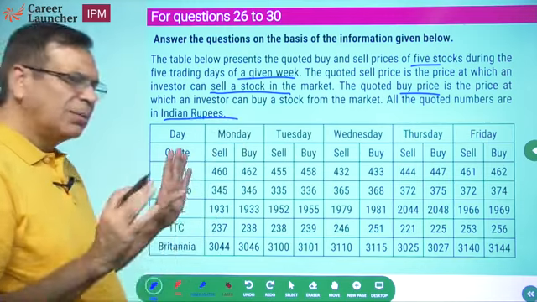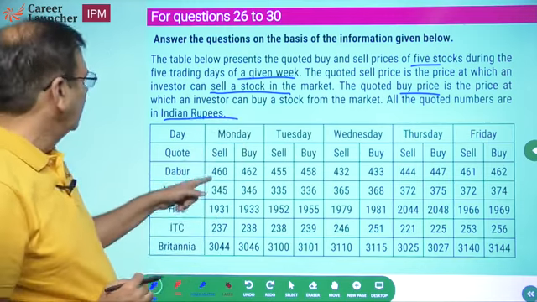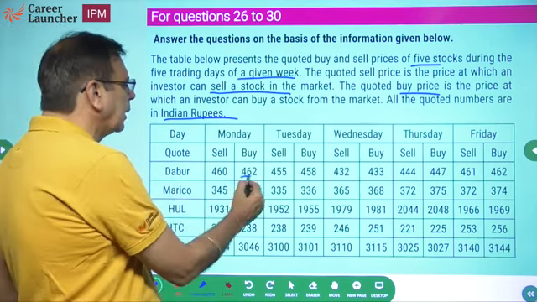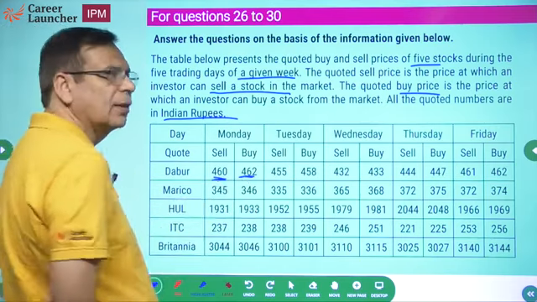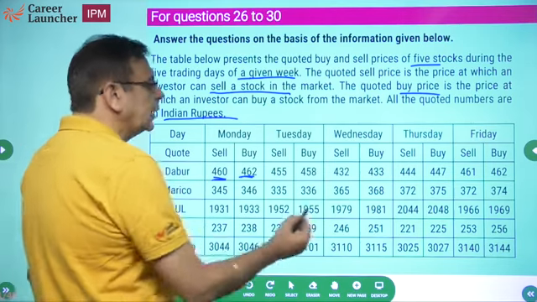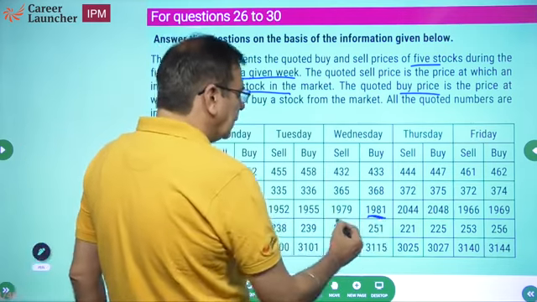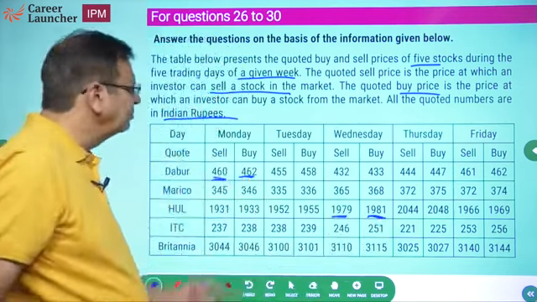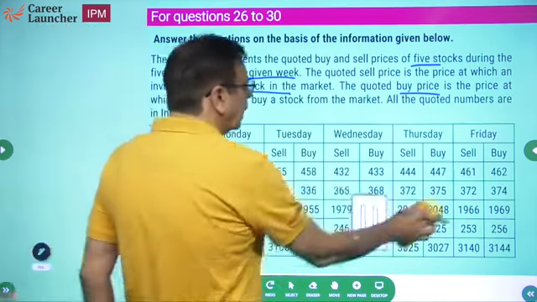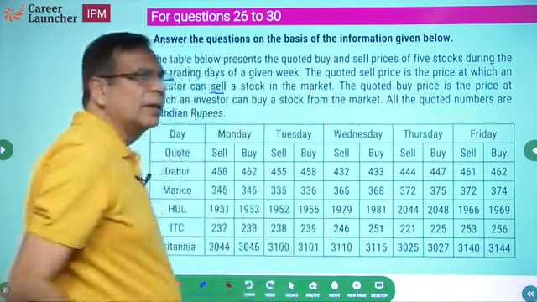Okay, it's a table, understood? This Monday if you buy Dabur, you will buy Dabur at 462. If you want to sell Dabur on Monday, you'll sell it at 460. So if you look at HUL Wednesday, you will buy at 1981, you will sell at 1979. Okay? Let's look at the questions. Nothing more to understand in the table beyond this.